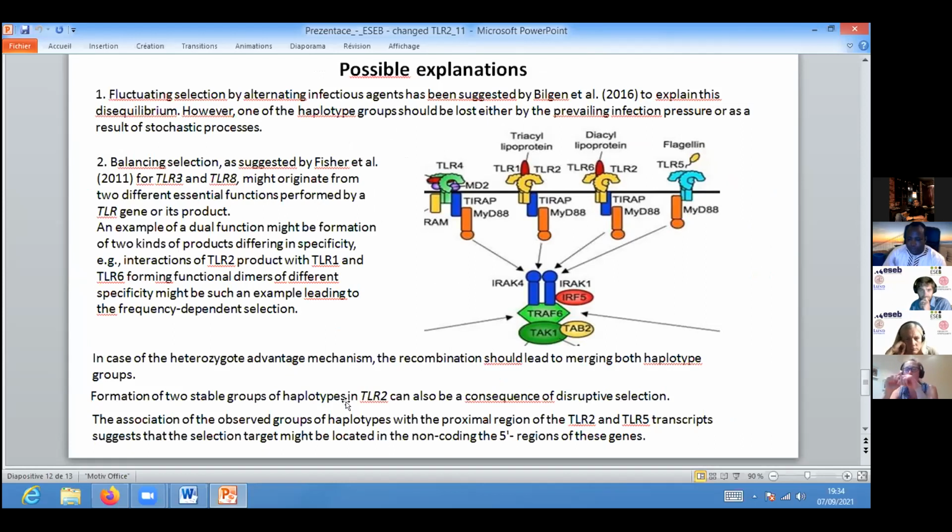The fluctuating selection by alternating infectious agents has been suggested by Bilgen to explain this disequilibrium. However, one of the haplotype groups should be sooner or later lost, either by the prevailing infection pressure or as a result of a stochastic process.